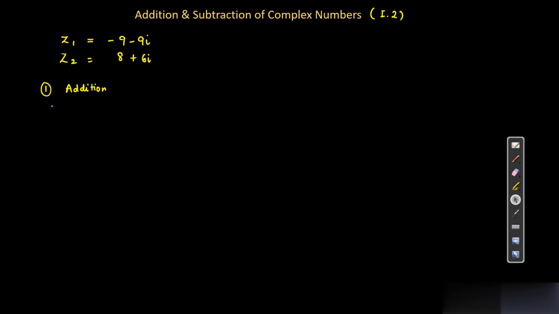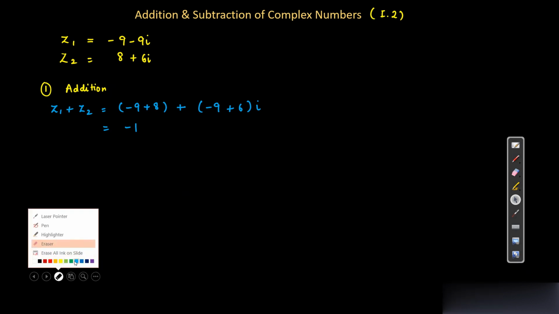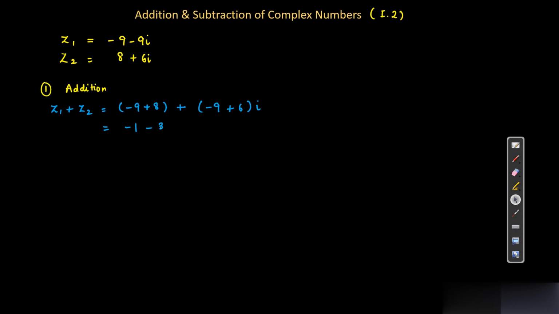So if I have to find out what Z1 plus Z2 will be, I will collect the real terms together. So I will collect -9 and 8 together, and I will collect the imaginary terms together. So I will write -9 plus 6 together, and the i will be outside. So -9 plus 8 will be -1. And then -9 plus 6 is -3, so this sign will be -3. So -1 minus 3i. So that is Z1 plus Z2.